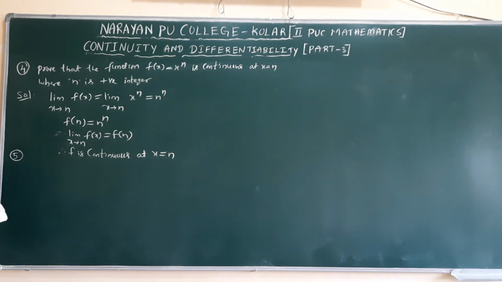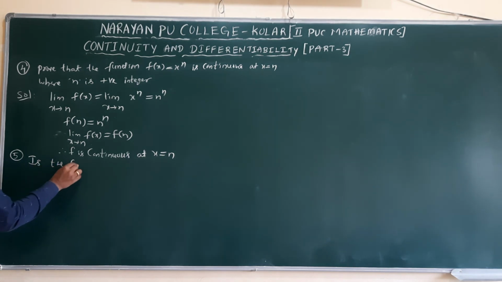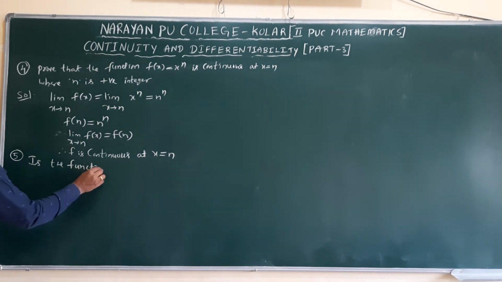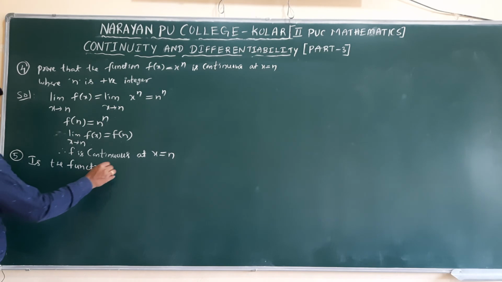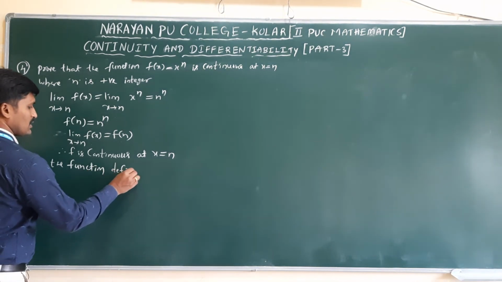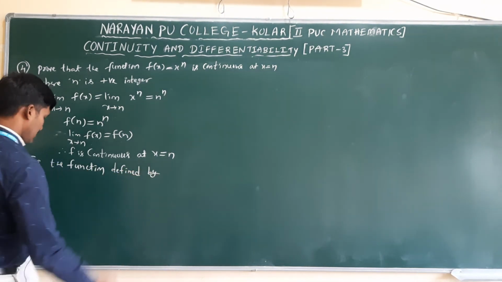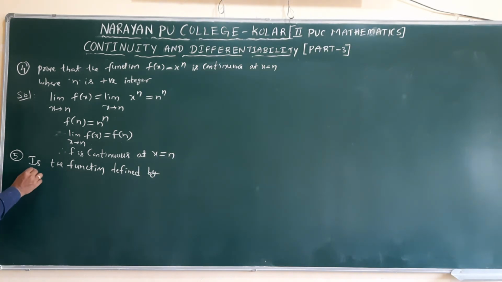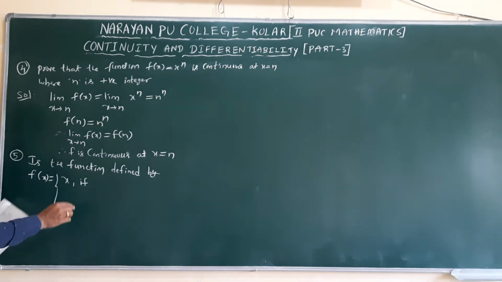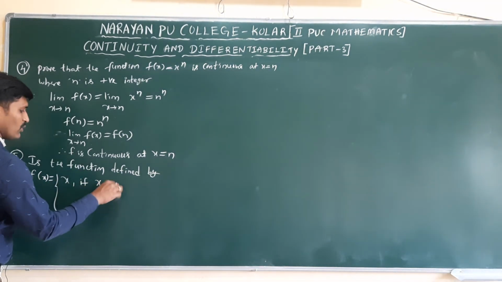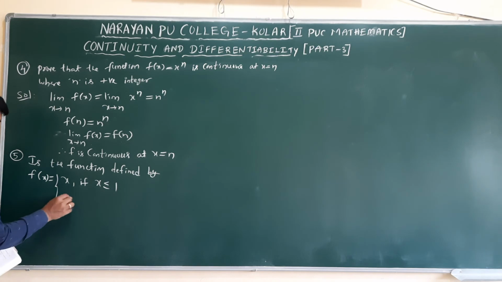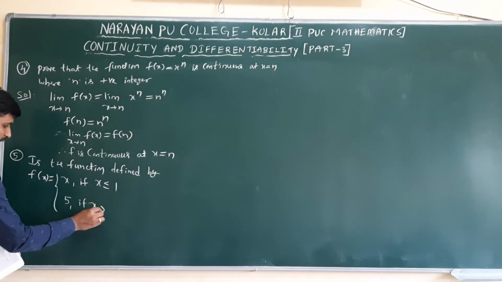Next, question number 5: the function defined by f of x equal to x if x is less than or equal to 1, and 5 if x is greater than 1.